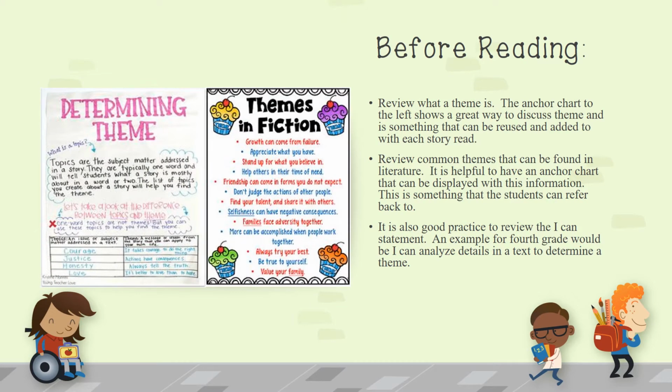Before reading this book, teachers should review what a theme is. The anchor chart to the far left shows a great way to discuss theme and is something that can be reused and added to with each story that is read. The anchor chart to the right lists common themes that are found in fiction. I found that this is helpful to have when children are learning about themes. They can refer back to it when they need to. It is also a good practice to review the I can statement. An example for 4th grade would be, I can analyze details in a text to determine a theme.